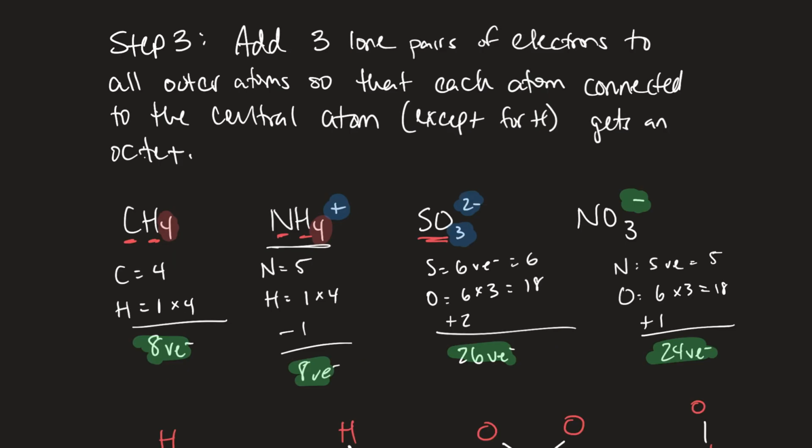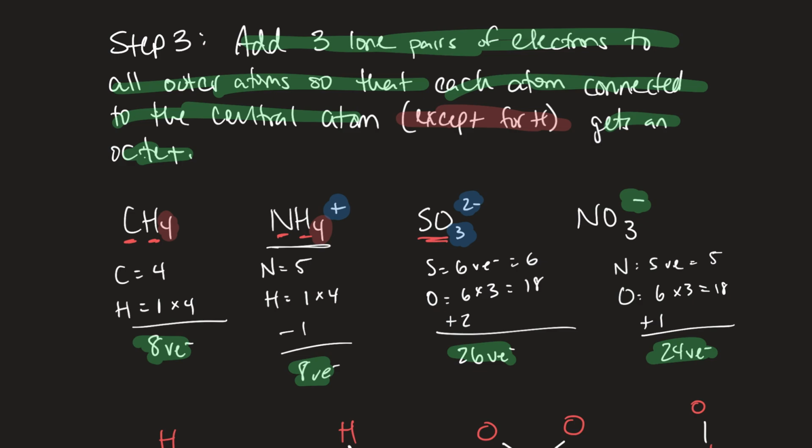All right, so step 3. You're going to add 3 lone pairs of electrons to all the outer atoms so that each atom connected to the central atom gets a full octet. Remember, the whole point of bonding is for each atom to have a full valence shell, whether it has taken electrons or is sharing electrons. The only exception, well, there are a couple of exceptions, but one of them is hydrogen. You never add lone pairs to hydrogen, because it only needs 2 electrons to have a full valence shell.